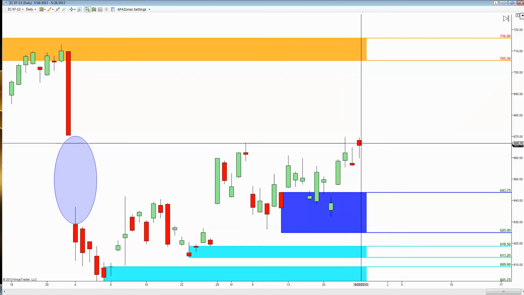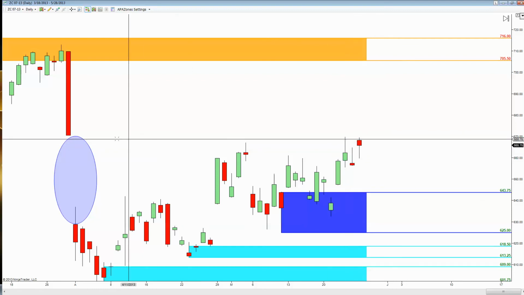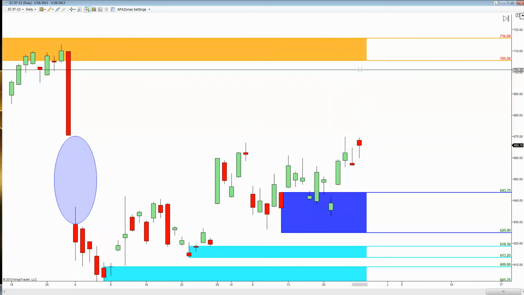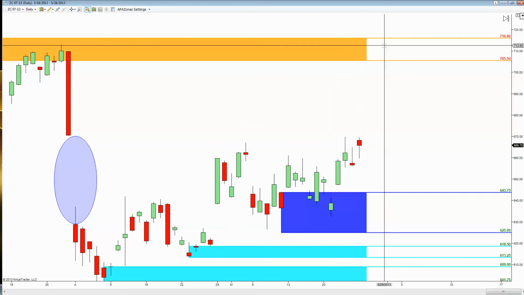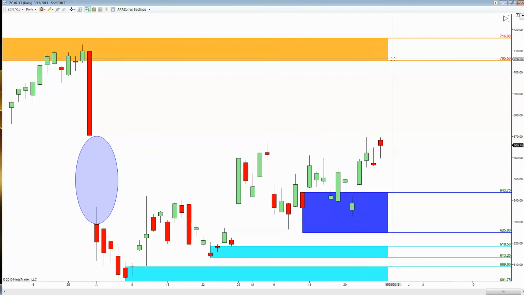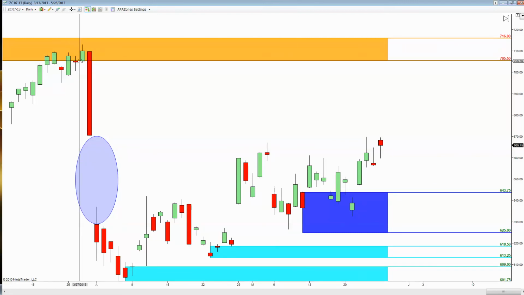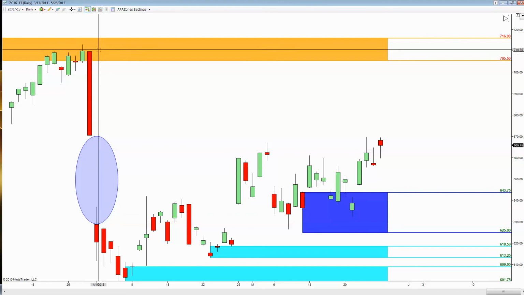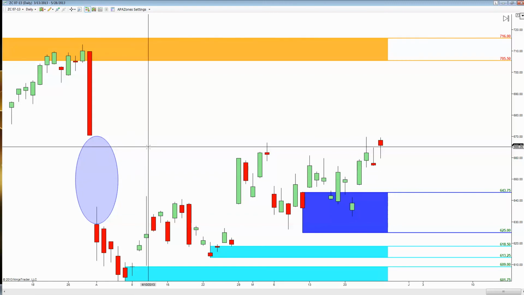So I think it's possible that little resistance area from the gap could easily fail, and we could come back up here to the 716, 705 level where the point of that origin has taken, or point of that move of origin has taken place right there.